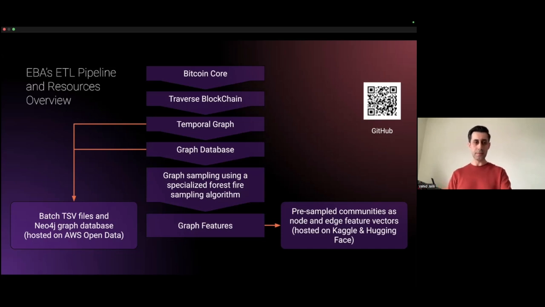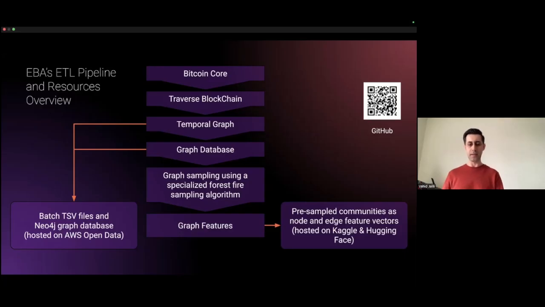For the temporal graph and the graph database, we are also providing them in batch TSV files and also a dump of the Neo4j graph database. This is hosted on AWS Open Data, and you can download it from there. And just for a quick start, if you want to look at hello world examples, I also created some pre-sampled communities in terms of some nodes and edges.